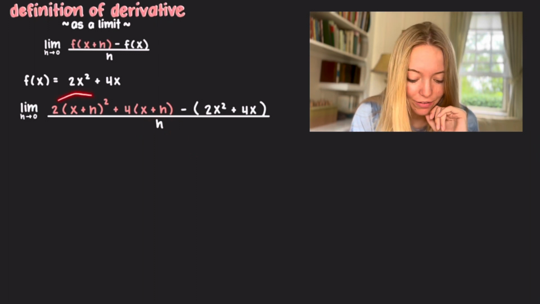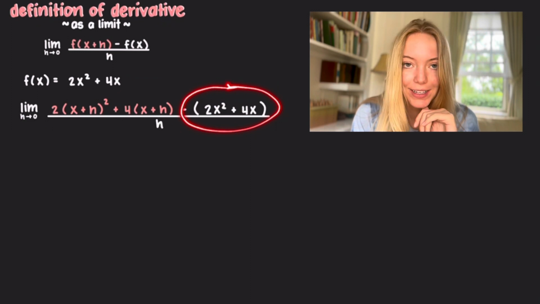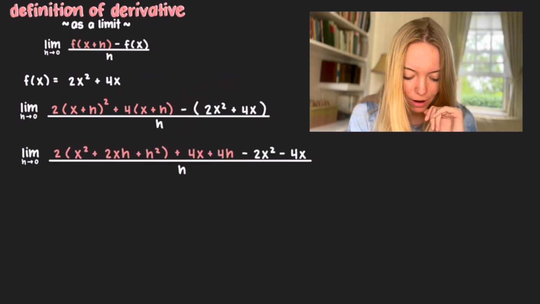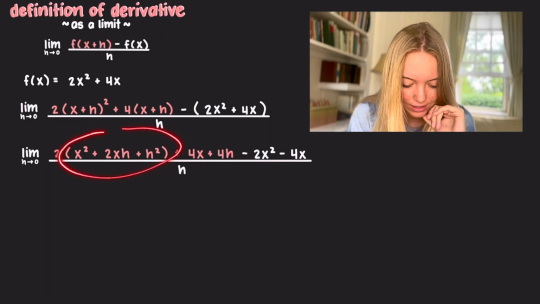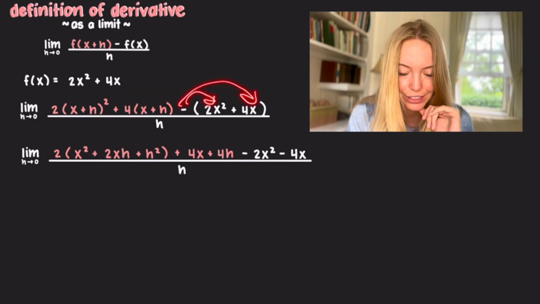We have to simplify this whole thing, and we know that this 2x squared plus 4x is going to need to cancel out. Otherwise we did something wrong. So simplify this out. This is going to be FOILed. The 4 is going to be distributed. This negative sign is going to distribute.